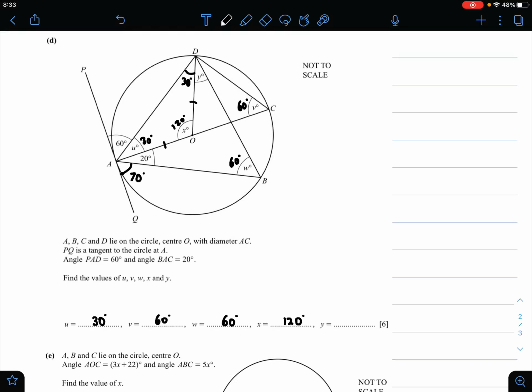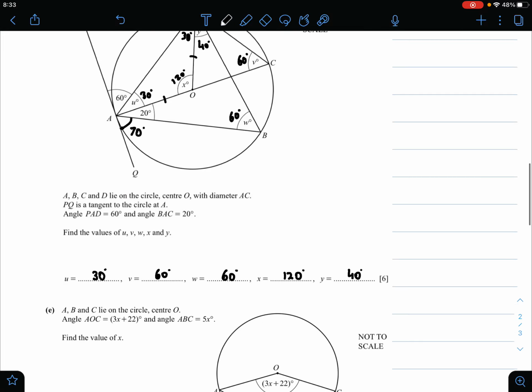And again, we can use the rule that the angle between the tangent and the side of the triangle is equal to the interior opposite angle. So therefore 70 degrees would be equal to this entire angle. Since this entire angle would be 70 degrees, and we know that part of the angle is 30 degrees, the remaining part has to be 40 degrees, and therefore y would be equal to 40 degrees.